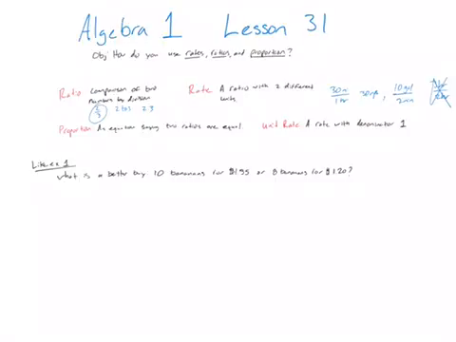A proportion is an equation saying that two ratios are equal. So like saying 3 over 2 is equal to x over 10. That's a proportion because there are two ratios that are equal to each other.